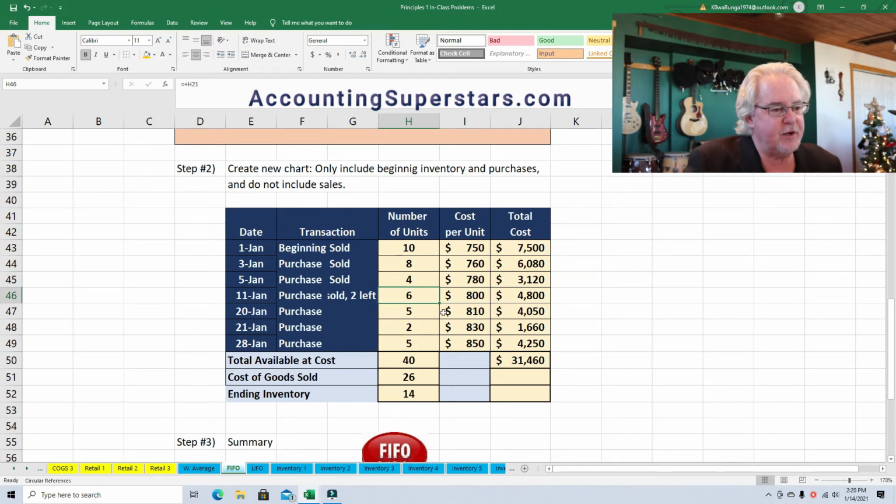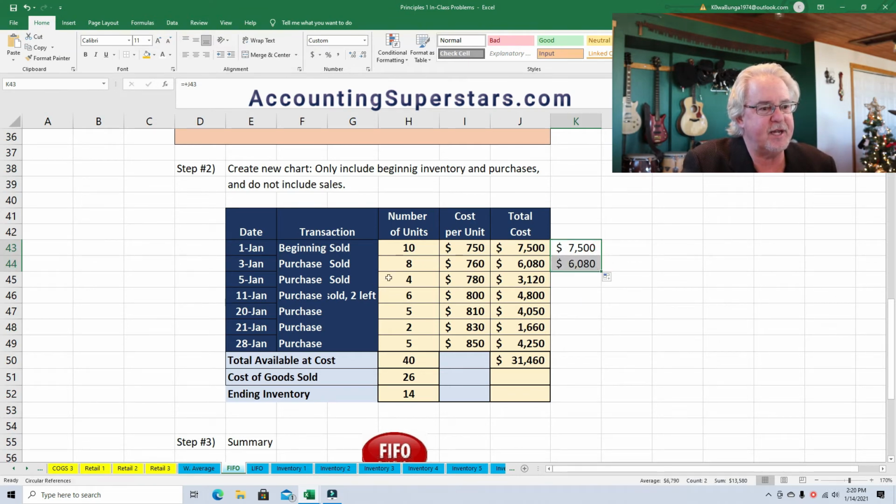All right, so to figure out the cost of goods sold, we would just multiply across. That's all we would do. 10 times 750 is 7,500. 8 times 760 is 680. That brings us down to here. And 4 times 780 is 3,120. So there we go. Now here at this 6, 4 were sold, 2 are left. So 4 were sold. So out of these 6, 4 are sold at 800 each. So 4 times 800, there we go. So 4 times 800 is 3,200.